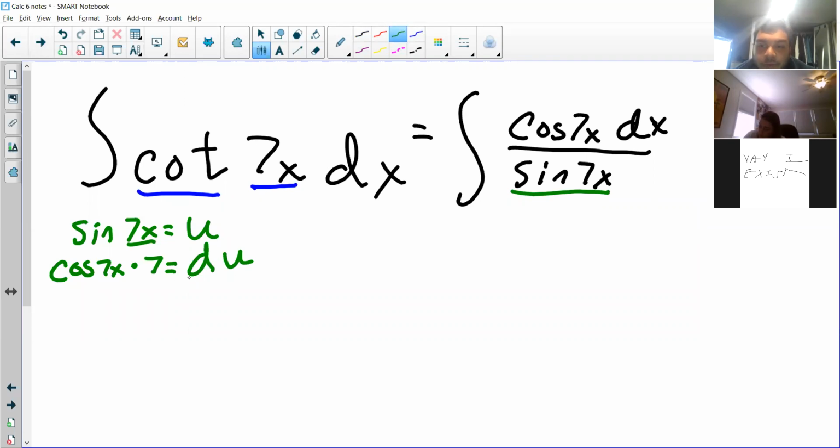So those derivative rules we learned 3 to 4 months ago, they still apply, especially chain rule. And I'll just rewrite it for a little bit more neatness. 7 cosine 7x dx equals du.